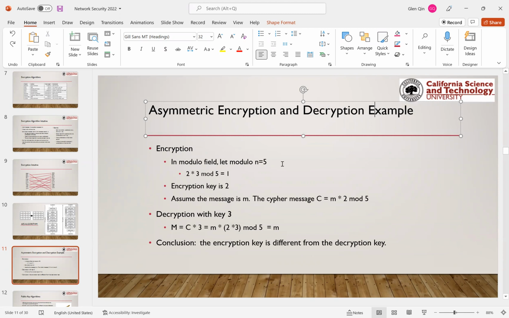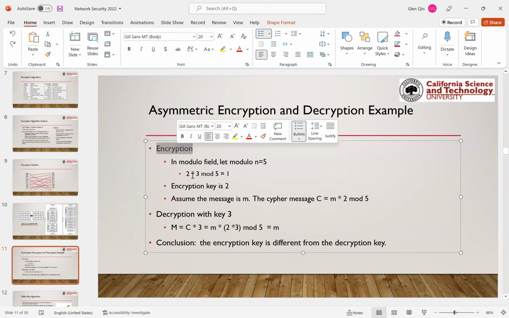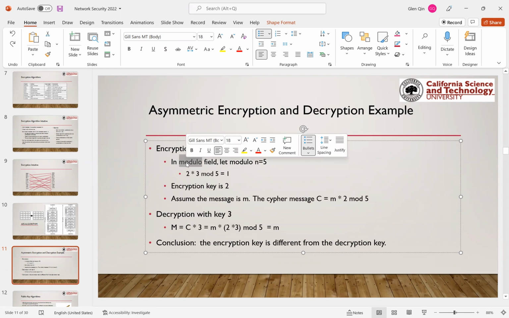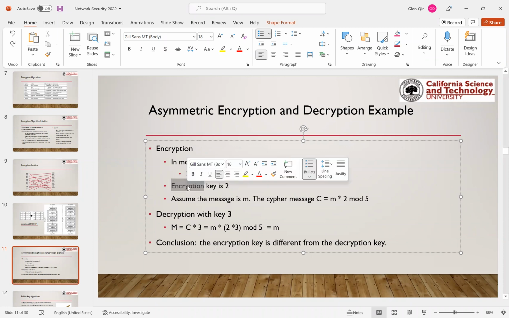Now I'll give you examples of why this works. So now the encryption part. First we have to get a concept called modulo. Modulo basically means the remainder. Whenever you have a modulo, you get a remainder. 2 times 3 is 6. You multiply and modulo 5 is 1, because 6 divided by 5, your remainder is 1. So this is called a modulo. It's not division, it's called a remainder. So the remainder is 1. Now, with this operation in mind, I assume my encryption key is 2.